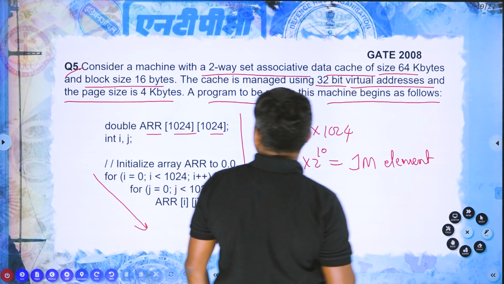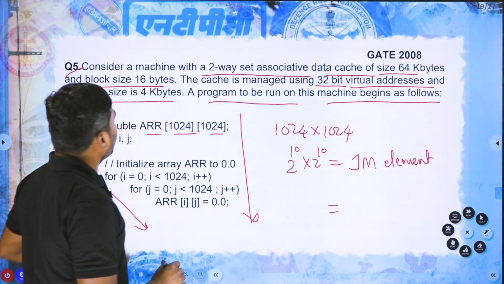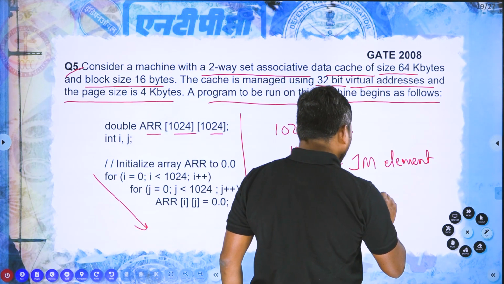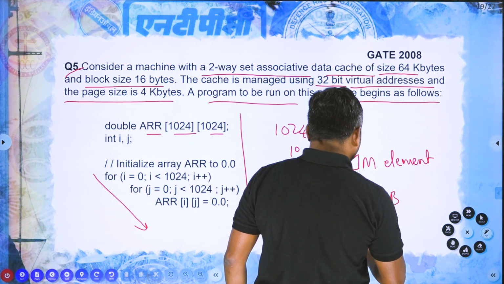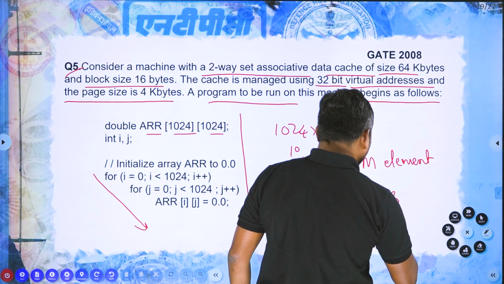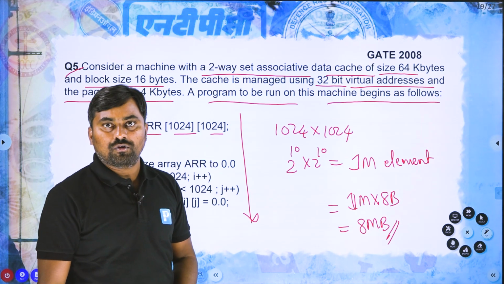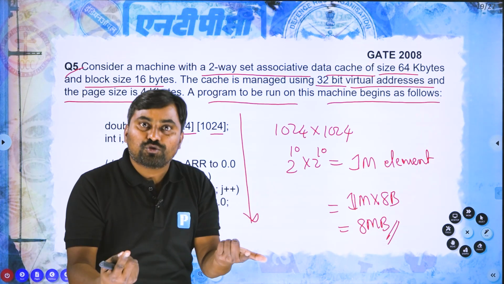So they said in the question, one double element takes 8 bytes. So one element takes 8 bytes, 1 mega into 8 bytes. This is going to be my program size: 8 MB. Please do understand, what is the program size? 8 MB. And to get the tag number, I must know the physical address.